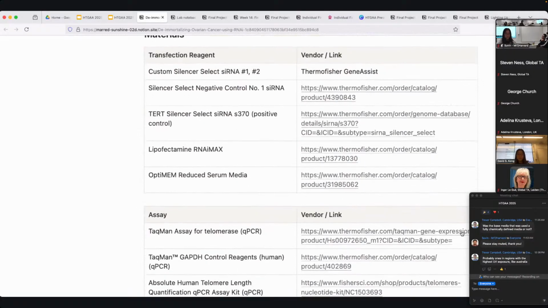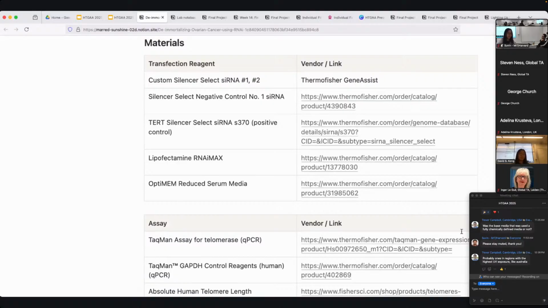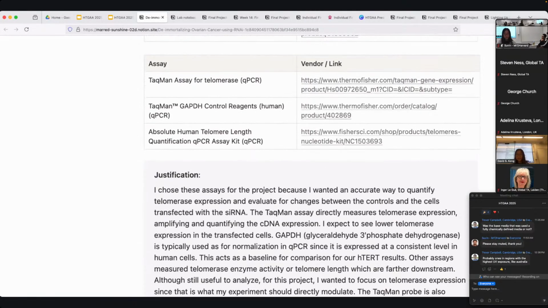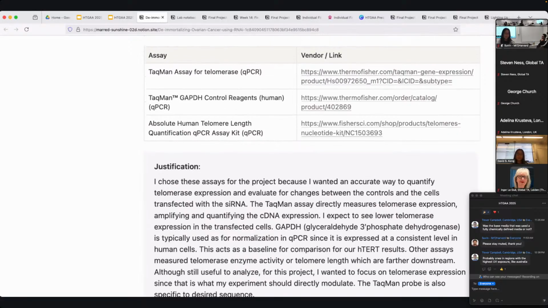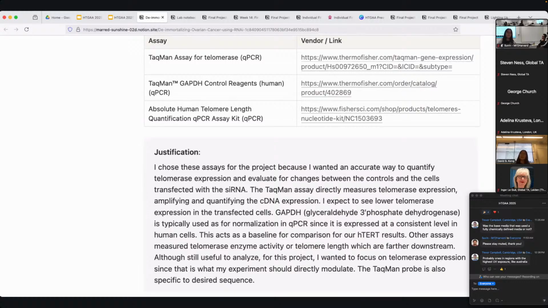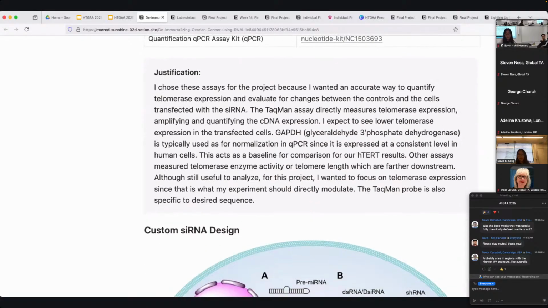But I wanted to move on to some of the experimental protocol. So here are the materials I ordered from Thermo Fisher with a little bit of a justification on why I chose these specific assays. I wanted to focus on the most direct way to measure my results, which is quantifying telomerase expression directly, reverse transcribing mRNA into cDNA, and then running qPCR.